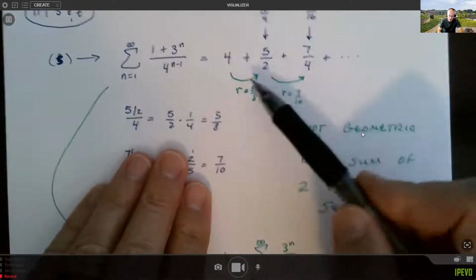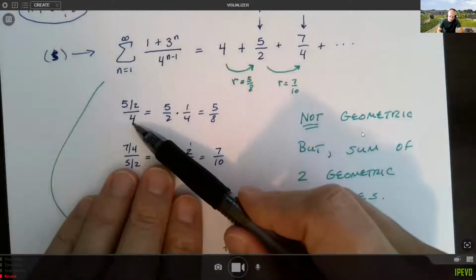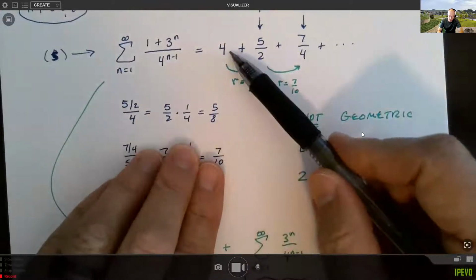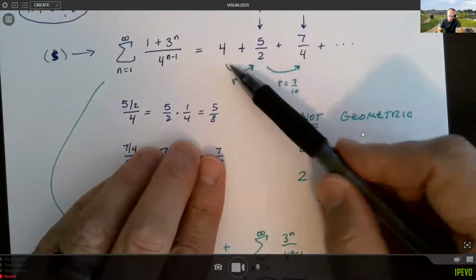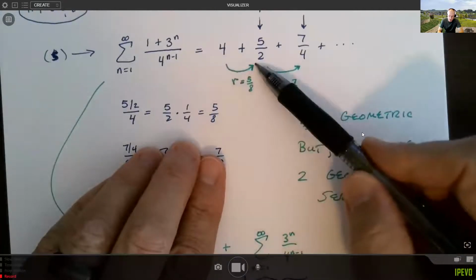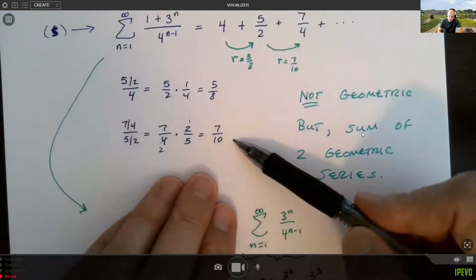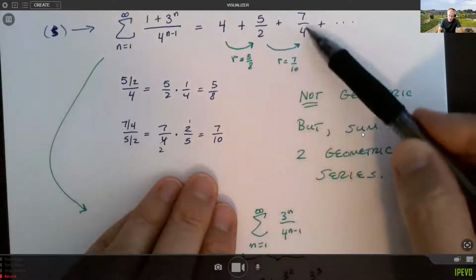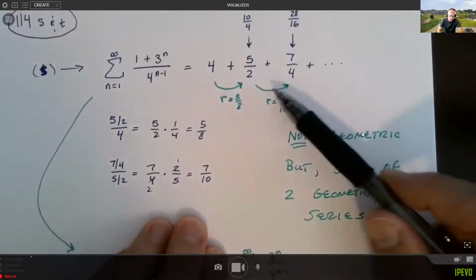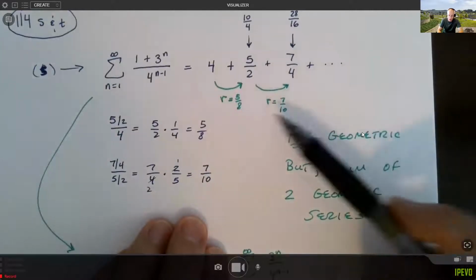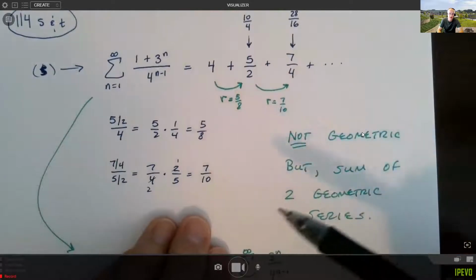But if you're thinking it's geometric, let's see what the ratio is going from the first to the second term. If I divide the second term by the first term, I get 5/8. In other words, 4 times 5/8 is going to give me 5 halves. So the value of R, the value we're multiplying by, is 5/8. However, if I take 7 fourths and divide it by 5 halves, I get 7 tenths, which means 5 halves times 7 tenths is 7 fourths. It's not the same R value. Therefore, it is not geometric. These R values are changing each time. Geometric means you have the same R value every time. Okay, so most series are not geometric.